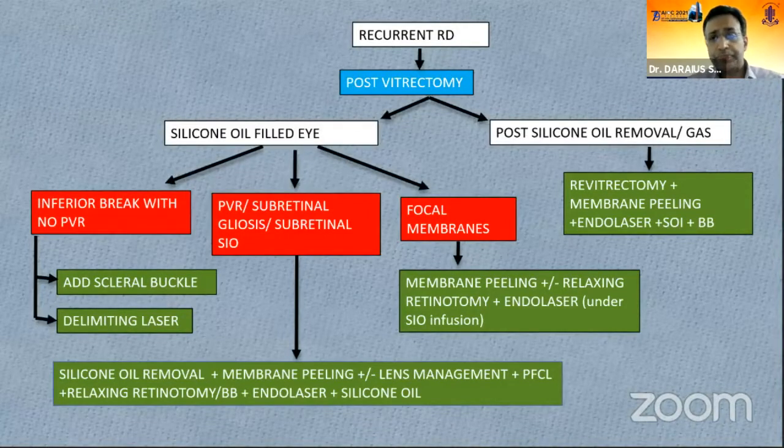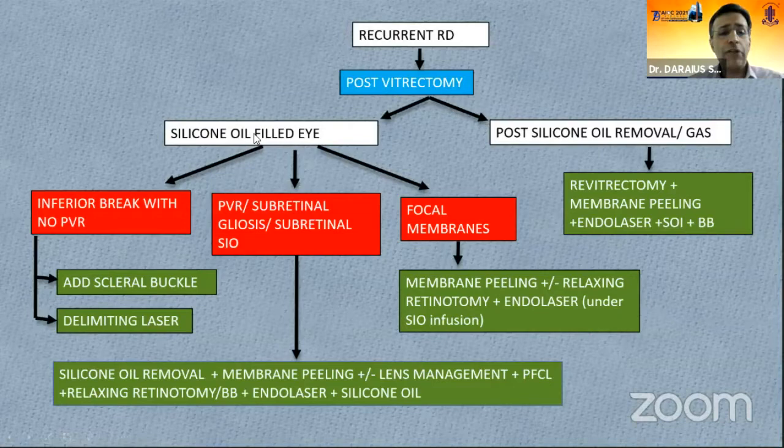So this is a very busy slide. Let me just take you through it. If we have a recurrent RD and it is post-vitrectomy, and if we've had an oil removal or the gas is gone, then there's only one option, which you can see on the right. We have to do a revitrectomy, membrane peeling, endolaser, and oil with or without a belt buckle.